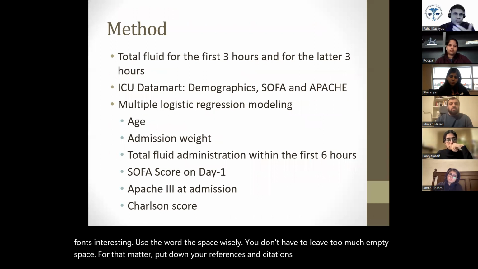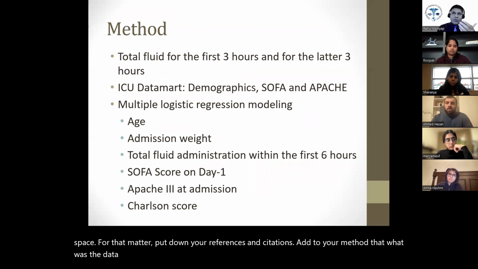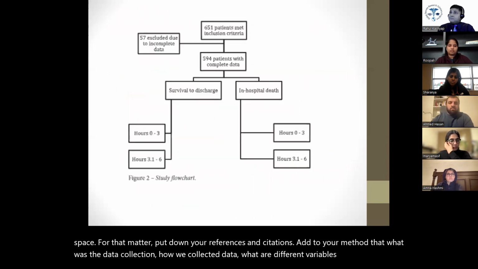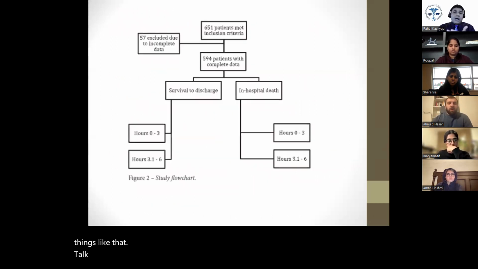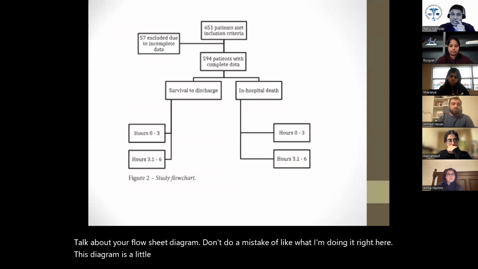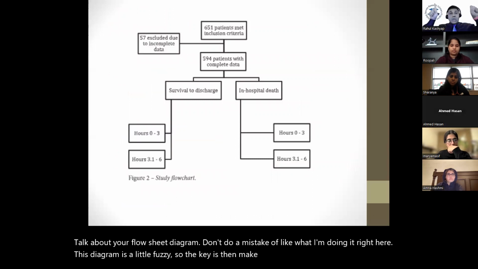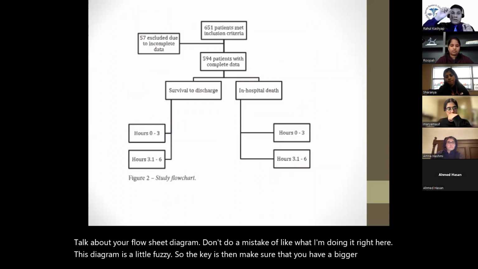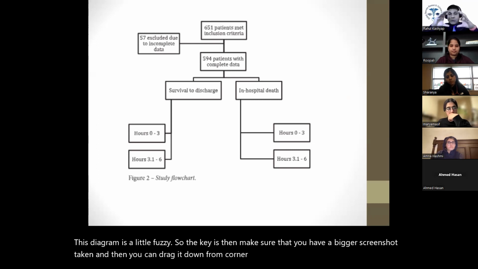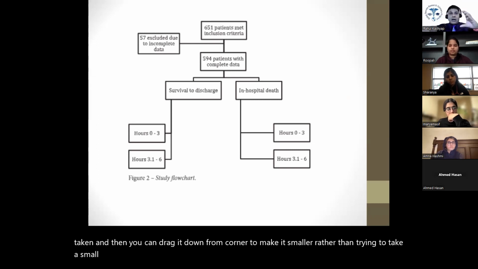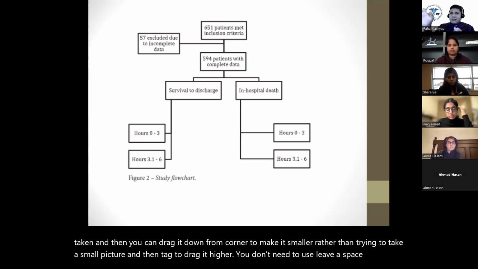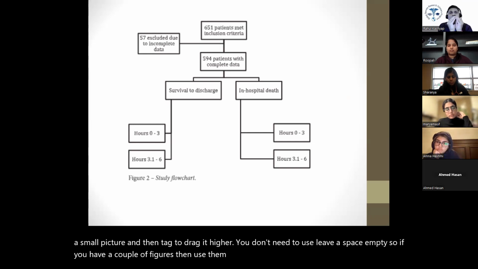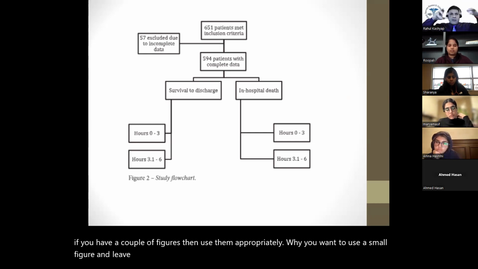Add to your method what the data collection was, how we collected data, and what different variables we used. Talk about your flow sheet diagram. Don't make the mistake I'm making right here. This diagram is a little fuzzy. The key is to take a bigger screenshot, and then drag it down from the corner to make it smaller, rather than taking a small picture and trying to drag it higher. You don't need to leave a space empty. If you have a couple of figures, use them appropriately. Why use a small figure and leave everything empty? Make a bigger figure and keep it there.